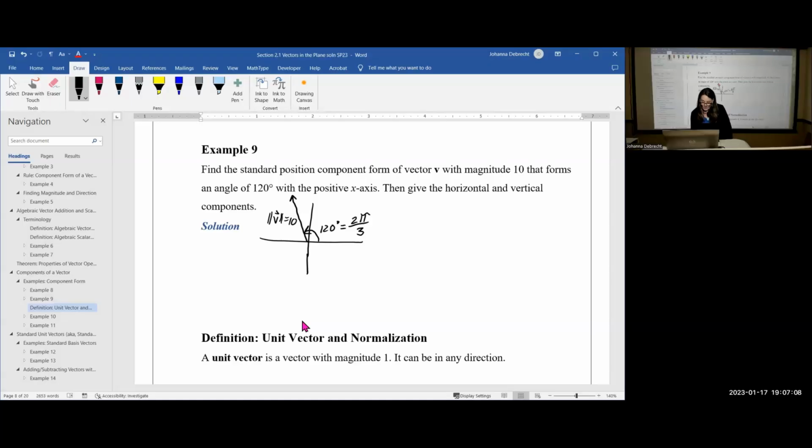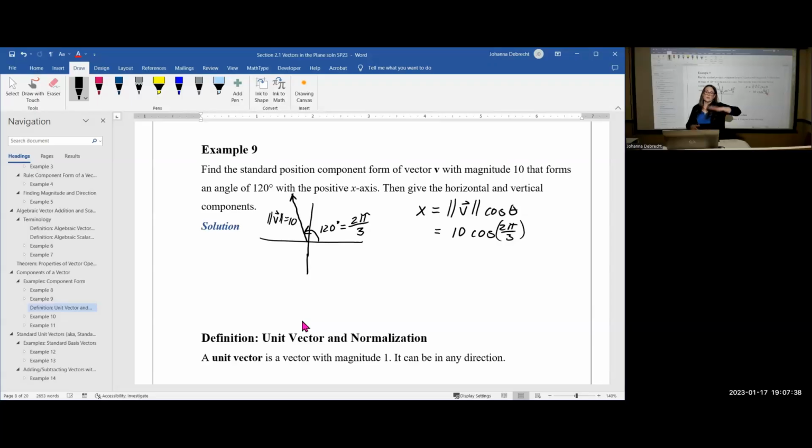What I need, of course, are the units right there at the terminal point. But I'm going to have to use the angle, the position, and the length of it in order to figure that out, right? So what I've got then for the x component is going to be the magnitude of V times the cosine of theta, which is going to give me 10 times the cosine of 2 pi over 3.